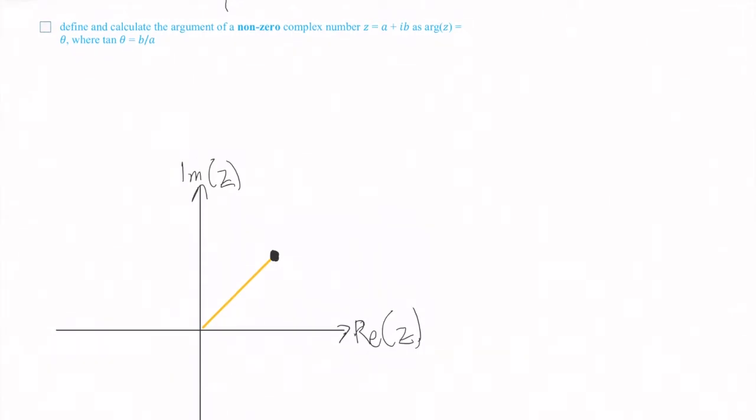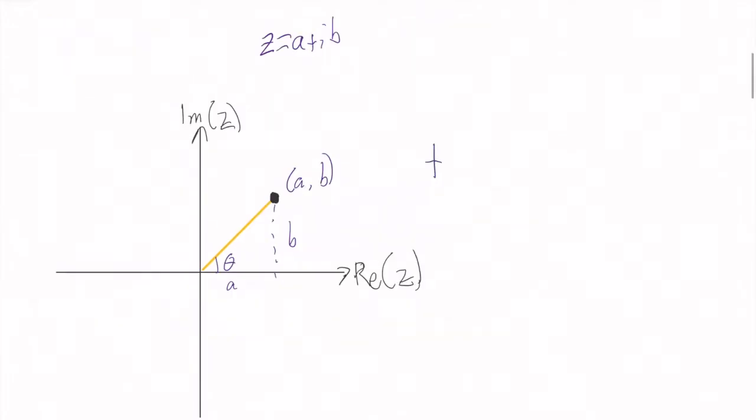Now, if we've got that same complex number, z equals a plus ib, we can plot the point (a, b), where the x value is a and the y value is b. Now, if we want to get the angle between the complex number and the positive x-axis, that would be this angle here. We can use our understanding of trigonometry to calculate the argument, whereby tan theta would be b over a, remember, opposite over adjacent, therefore theta would be arctan of b on a.